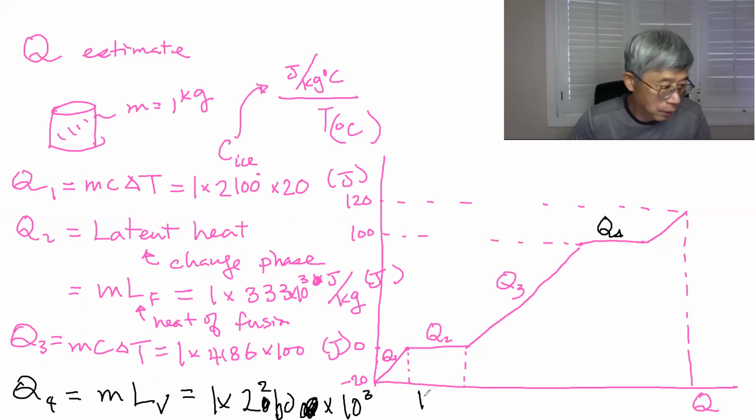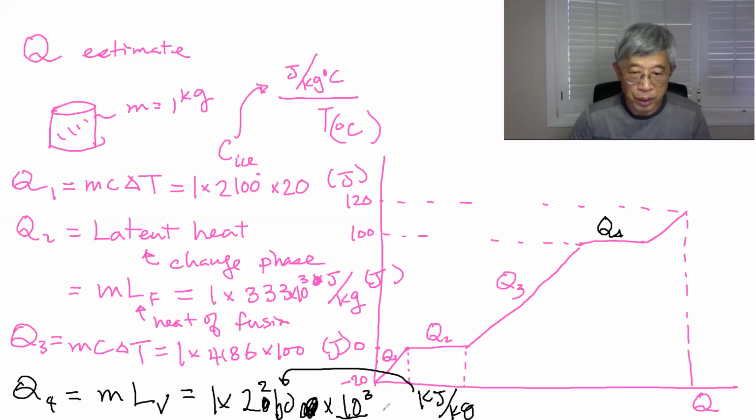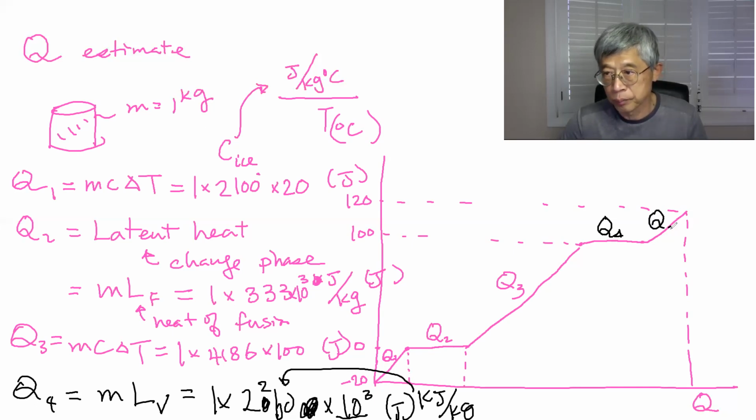And this LV unit here is the same as this one here, so it's kJ over kg. That's why you have to times 10 to the 3 here. So be careful with the unit. Once you times 10 to the 3, this comes out to be a joule again. So that's Q4.